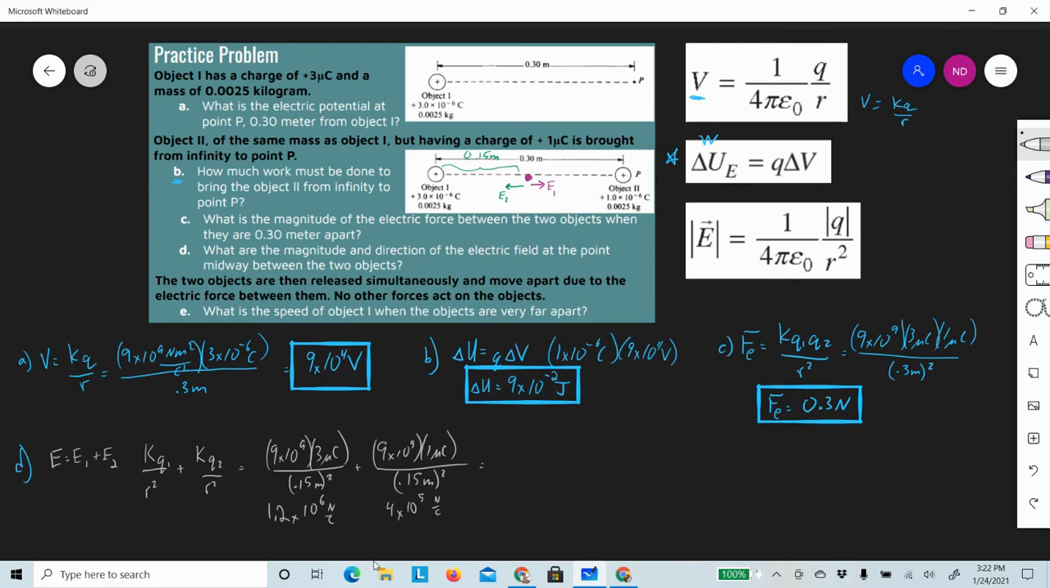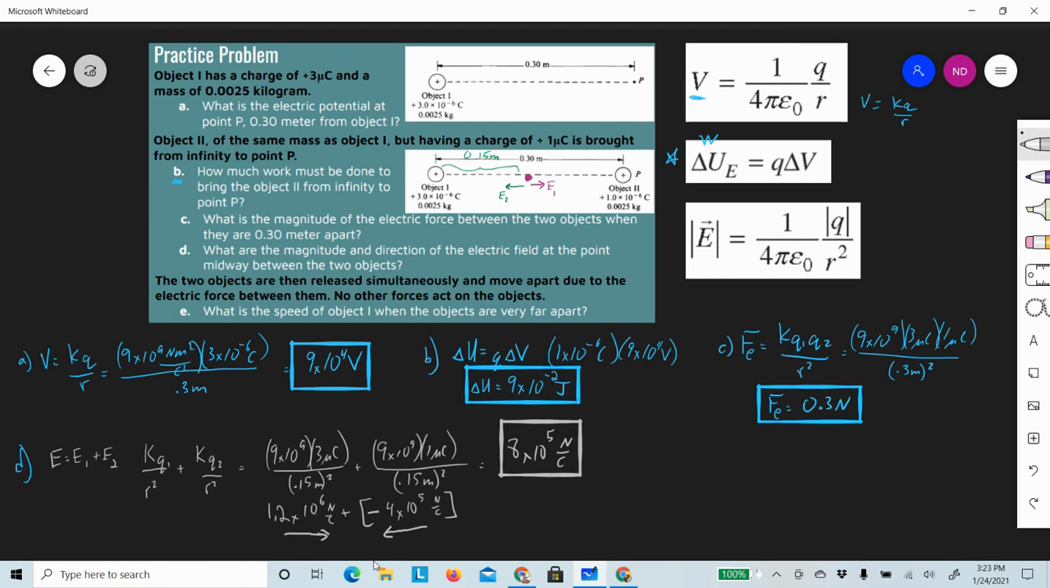But here's the thing, remember, from E2, that's that direction. From E1, it's that direction. So this is like really adding a negative. So we come up from this number minus the other number, which is going to be 8 times 10 to the 5th newtons per coulomb. That's for D.